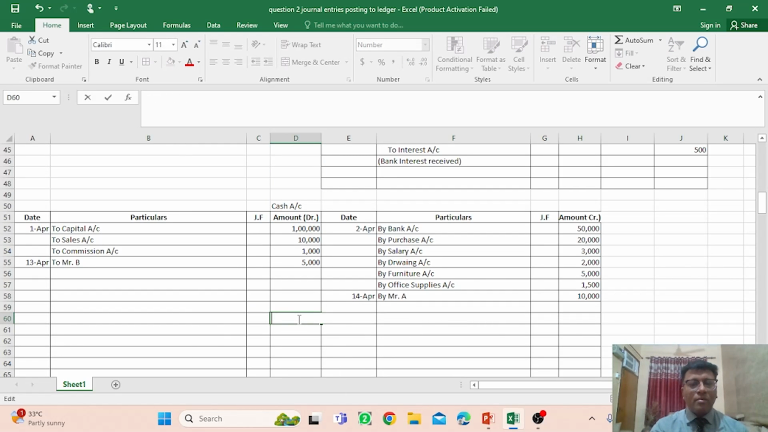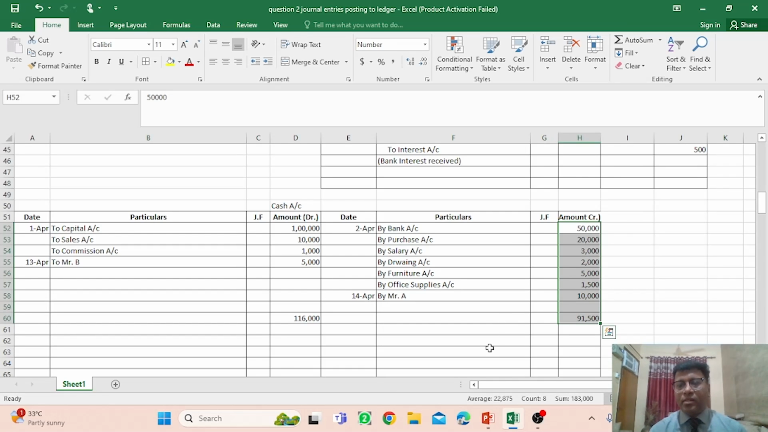Okay, 1,16,000. Right. And what about this total? This is 91,500. So you just observe that the debit side is highest in comparison to the credit side. So you have to write down 1,16,000. Okay, 1,16,000 is the same.